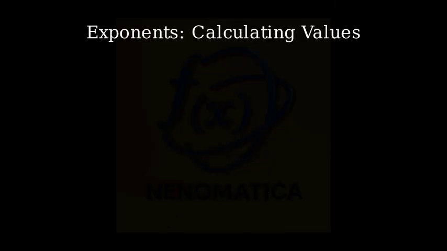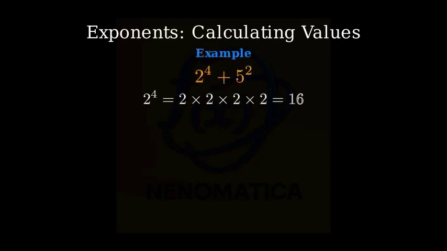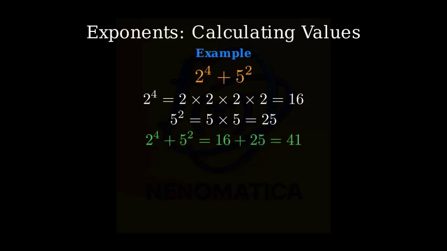Today, we'll work through several examples of calculating with exponents. Let's look at our first example. First, let's calculate 2 to the 4th power. 2 to the 4th means 2 multiplied by itself 4 times. Next, let's calculate 5 squared, which means 5 multiplied by itself twice. Now we can add the results. 16 plus 25 equals 41. Let's move to our second example.